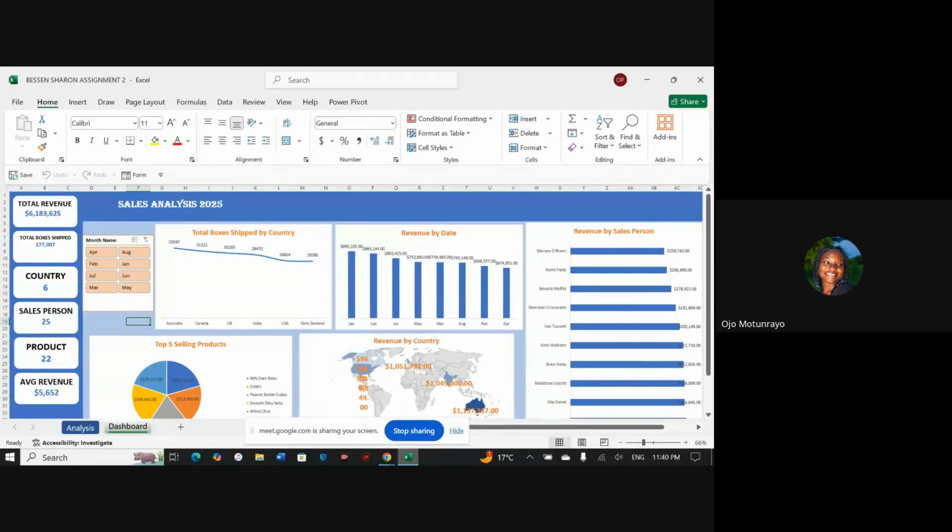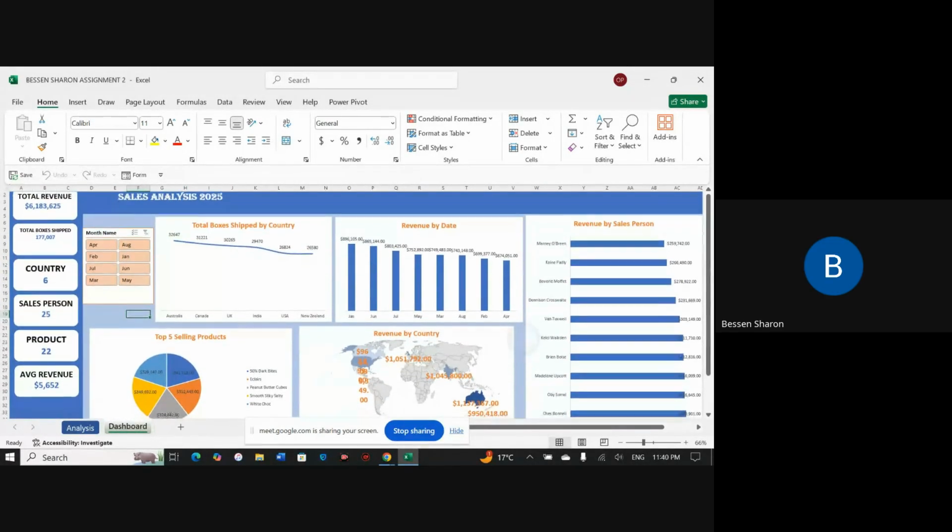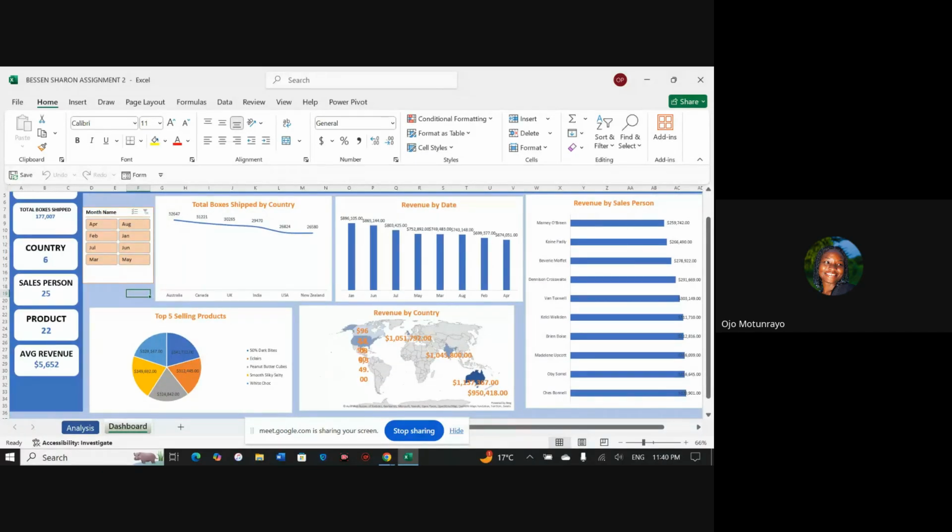Your revenue by date is not meant to be date. Revenue by month, please. Okay, ma'am. Revenue by month. All right. And the way the data label is clumsy, you can just remove it. Or better still, use a line graph, like it's too attached together. Okay, ma'am. Thank you.